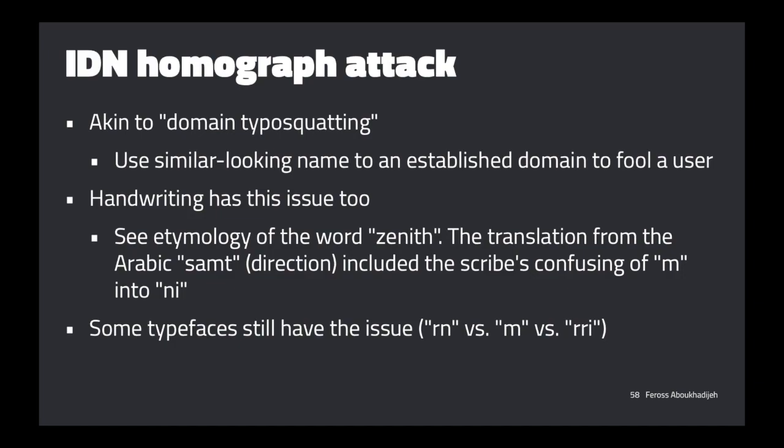And then I wanted to point out something interesting: handwriting has this issue too, in some ways. In particular, the word "samt" in Arabic means direction, and when it was being transcribed a long time ago, the scribe confused an M with an NI. I know Zenith and Sumt don't look like they're related, but if you squint at it, it's like Zenith, Sumit, and then the NI. If you made this an M, then it would be like Zemith, Semith. It's not that far off from each other.